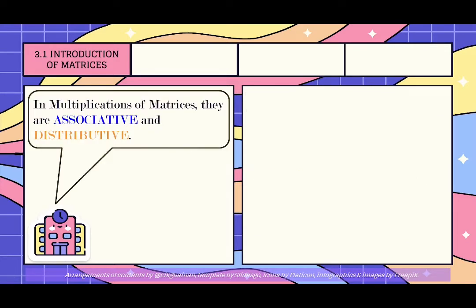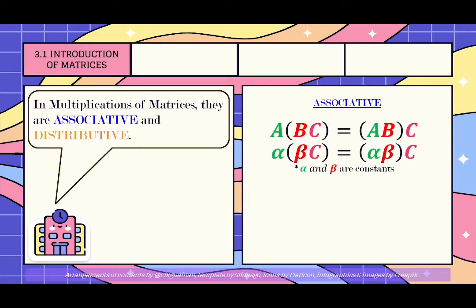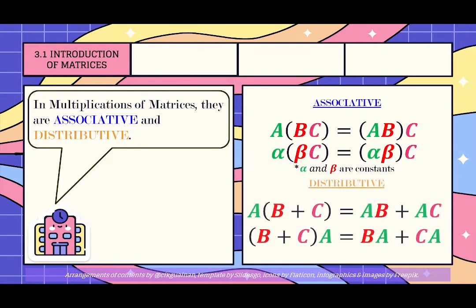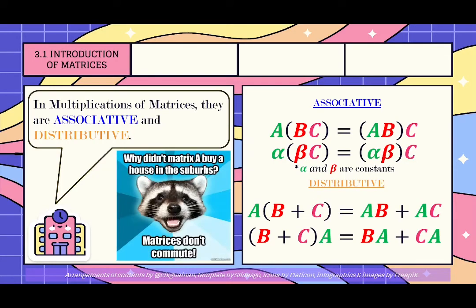In multiplication of matrices, there are two properties: the associative property and the distributive property. You have to watch out especially because the result is not necessarily the same if we switch the order of the matrices when we multiply.